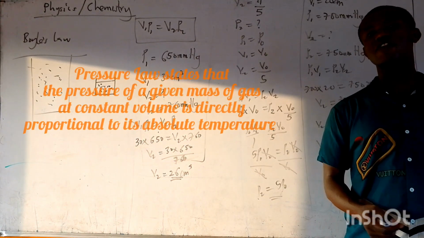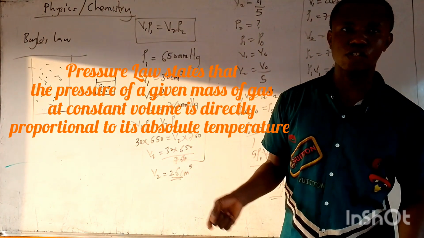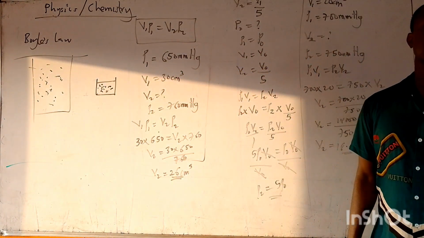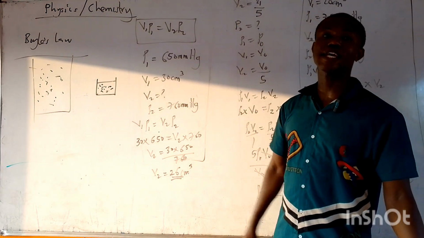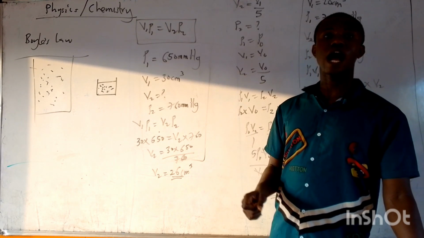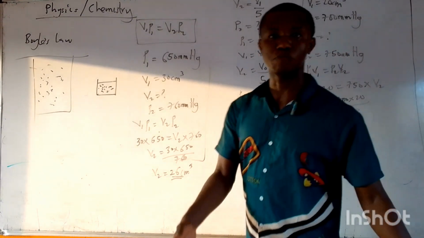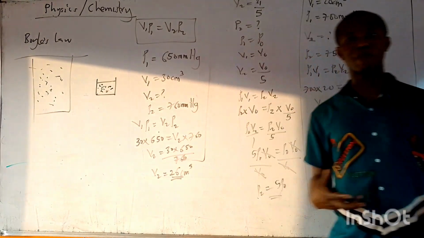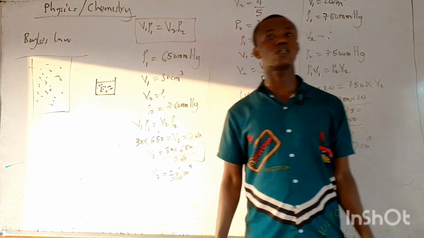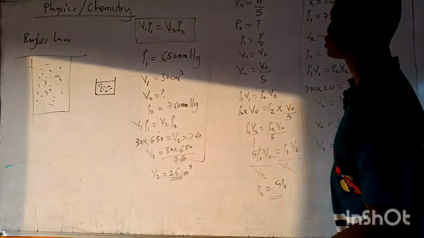The pressure of a given mass of gas at constant volume is directly proportional to its absolute temperature. Do you understand? The pressure of a given mass of gas at constant volume is directly proportional to its absolute temperature. Simple as that. All right.